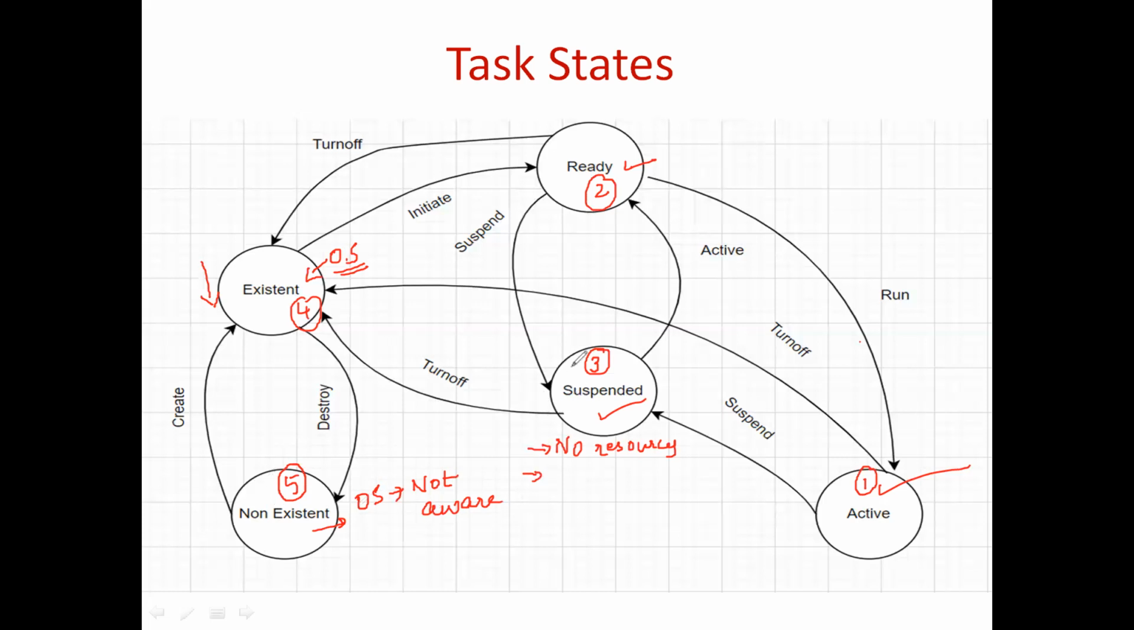The status of various tasks may be changed by actions within the operating system, once the resources become available, or once the resources become unavailable, it may go to suspended states, or by commands from the application task. This is about the task states.